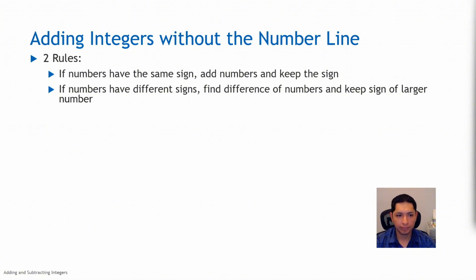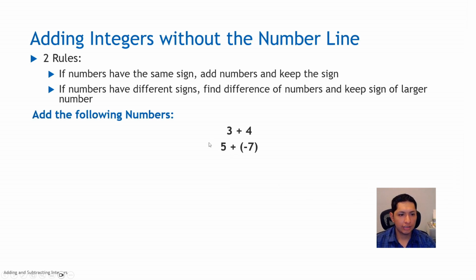the numbers have. Now, if the numbers have different signs, in other words, the first number is positive and the second number is negative, or the first number is negative and the second number is positive, then you are going to find the difference of the numbers, the value of the numbers. In other words, you're going to subtract those 2 numbers, and you keep the sign of the larger number. Now, that was a lot of words, so let's go over 2 examples to drill this in. Let's say that we are asked to add the following numbers.